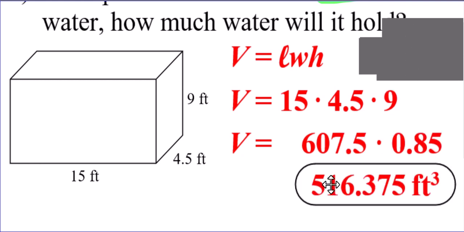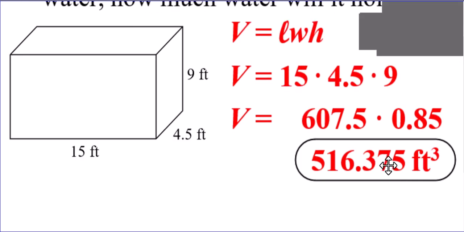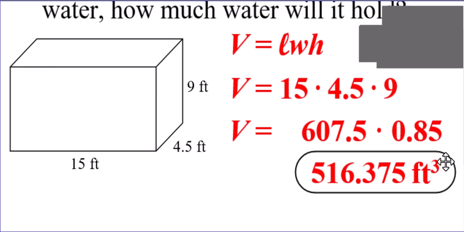Boom, that's going to give you 516.375. I did not round it. You should not round it either, because there's no reason to round it. The directions didn't say to round. It wasn't some kind of ugly decimal that you would need to round. No big deal. 516.375 or 516 3/8 if you had a mixed number cubic feet of water. That's what this could hold if it's 85% full.